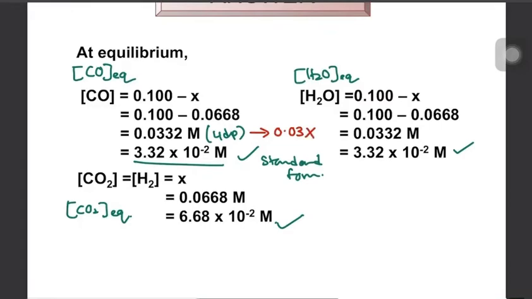Okay, so please take note. Try to give your answers in standard form, 2 decimal places. If you give the numbers normally, make sure it is 4 decimal places. Okay, 0.03 is not accepted.